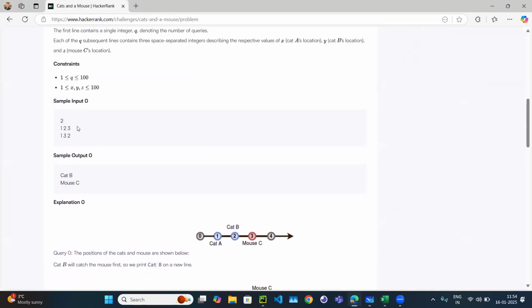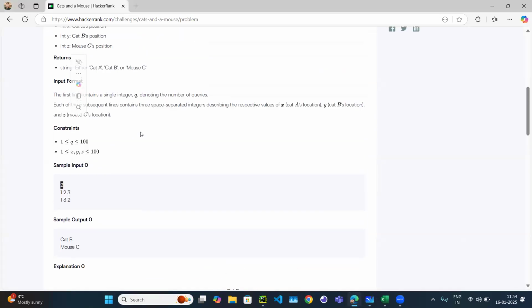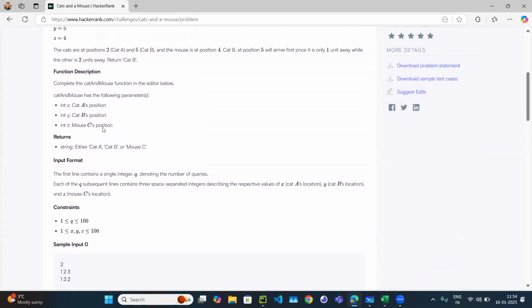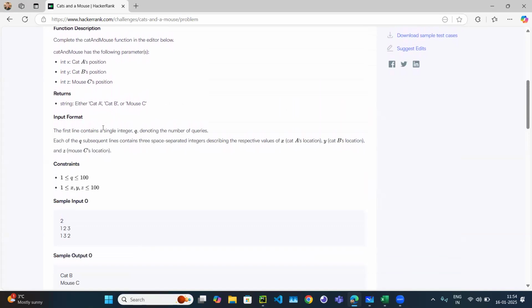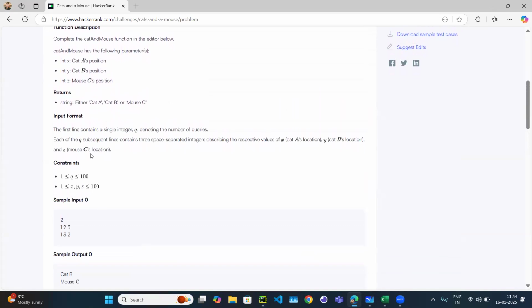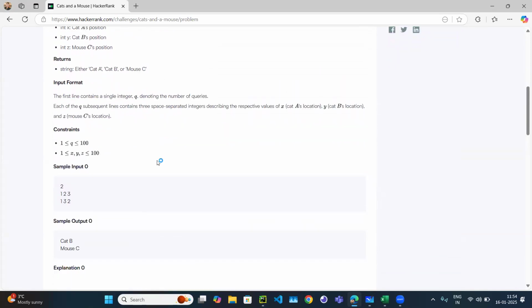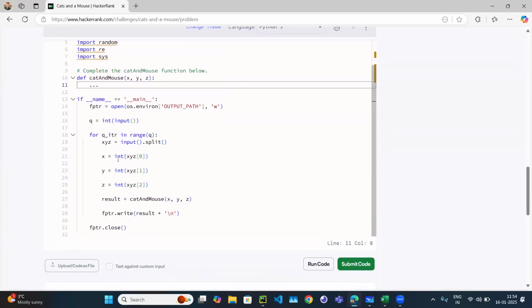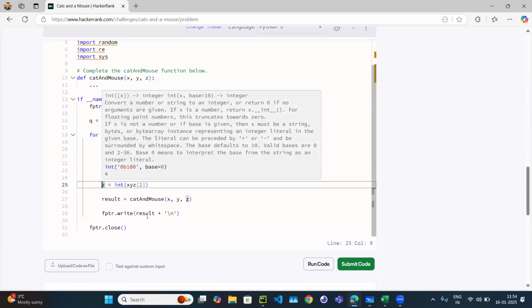You could see in the first line it is mentioned that the first line contains a single integer, q, denoting the number of queries. That's fine. But these are the positions. The first position is for cat A, the second position is for cat B, and the third position is for the mouse. So we have three inputs given: x, y, z, three coordinates.